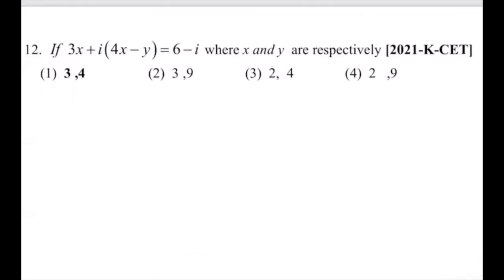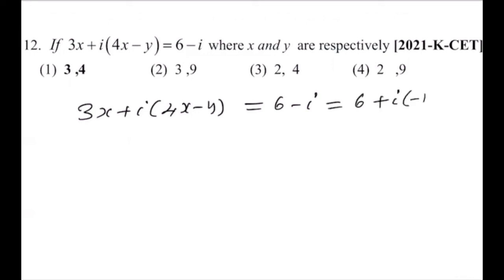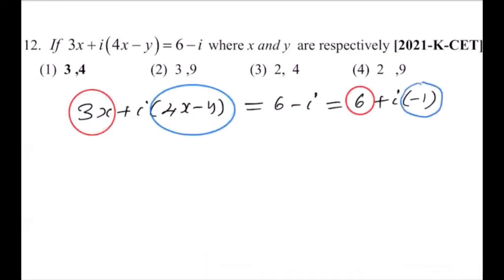12th problem. It's very simple. Given 3x plus i times 4x minus y equal to 6 minus i. You can write this as 6 plus i times minus 1. Now equate the corresponding real and imaginary parts. Whenever two complex numbers are equal, their real parts are equal and also their imaginary parts are equal. Only then two complex numbers are equal.